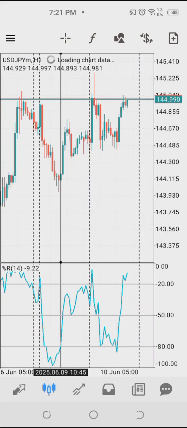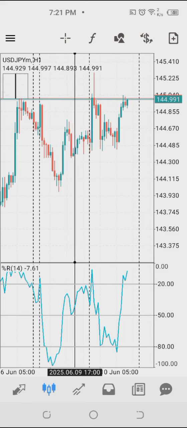Now, where are you supposed to take your profit? See how far the trade went, guys. You're going to have to wait for price on the H1 time frame to exit.